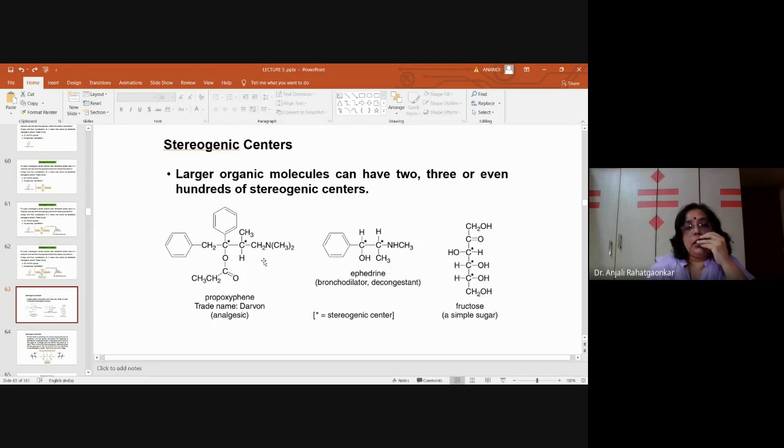If there is more than one stereogenic center, you should be able to identify the stereogenic centers. Either you can take a screenshot or note it down in your notebook if there is more than one stereocenter. Can you hear me?